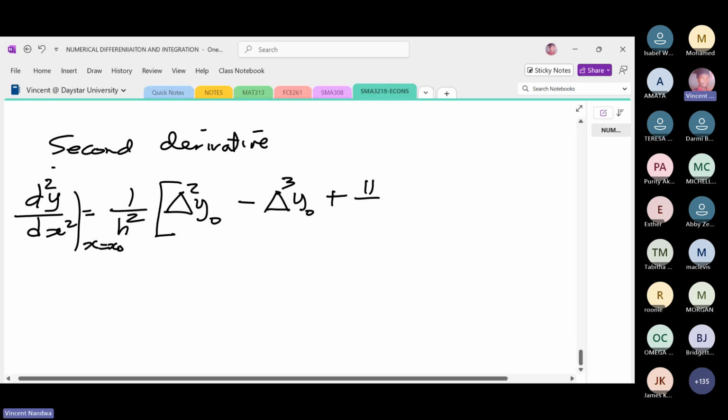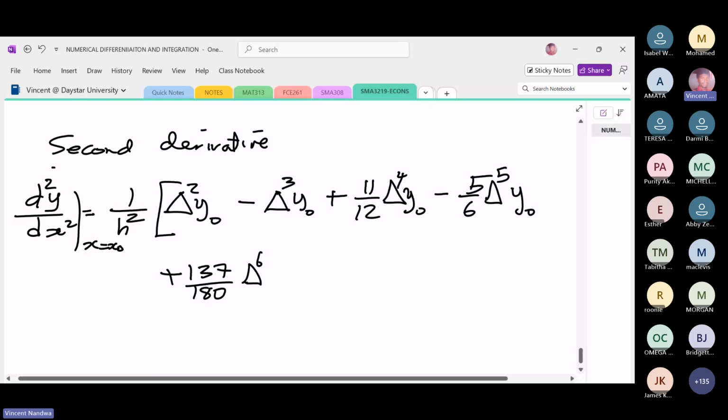That's to mean that you are finding the second derivative at a value of x already given in the table you are dealing with. Minus 5 over 6 fifth forward difference of y naught plus 137 over 180 sixth forward difference of y naught minus other several terms. I'll give it as an exercise for you to show that these coefficients are the correct values when you are finding the second derivative.